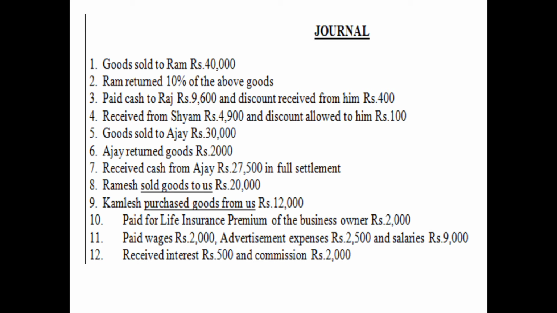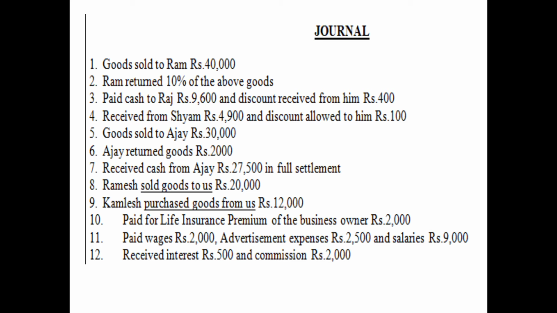Then the next transaction, Kamlesh purchased goods from us, rupees 12,000. Again, who is purchasing the goods? Business is not purchasing. Rather, Kamlesh is purchasing the goods from us. That means this is the sales for the business. And again, the word cash is not given, so this will be regarded as credit sales. So the entry for this will be Kamlesh debited 12,000 to sales account 12,000.